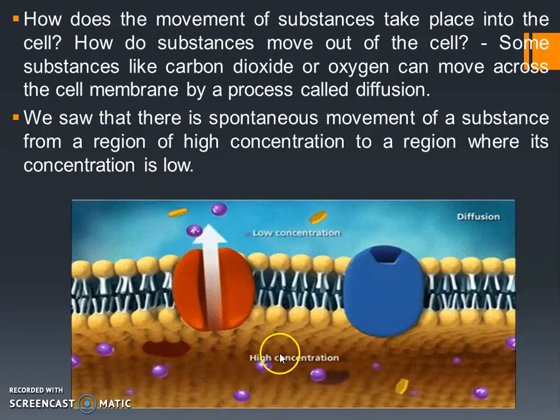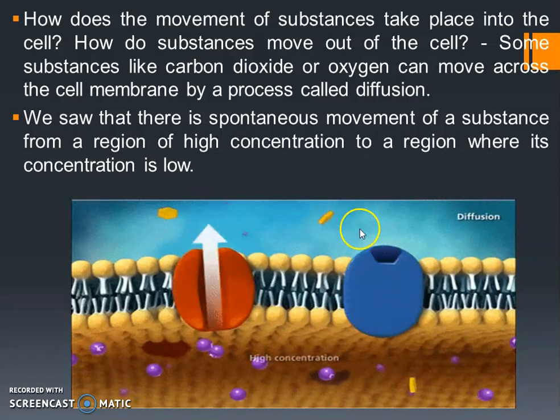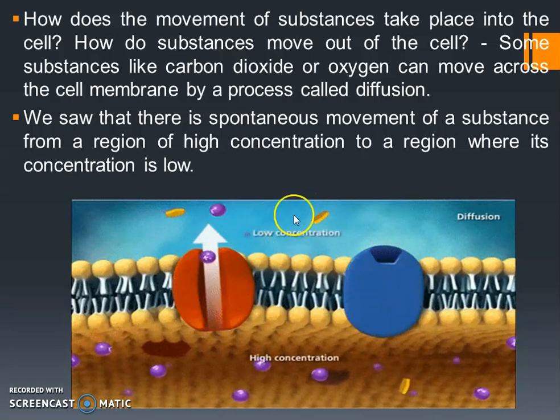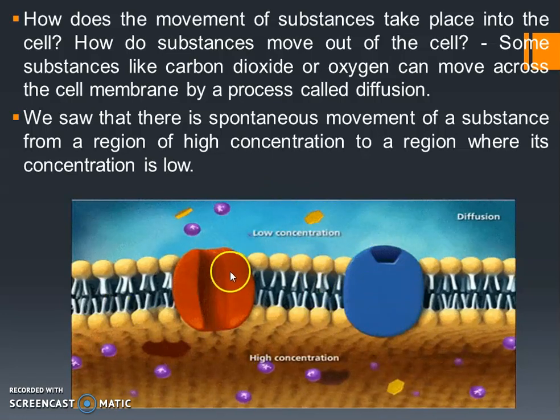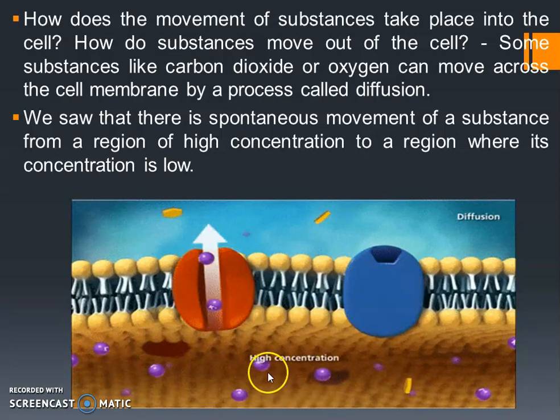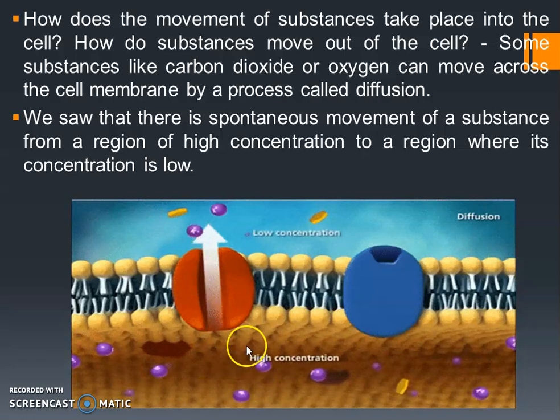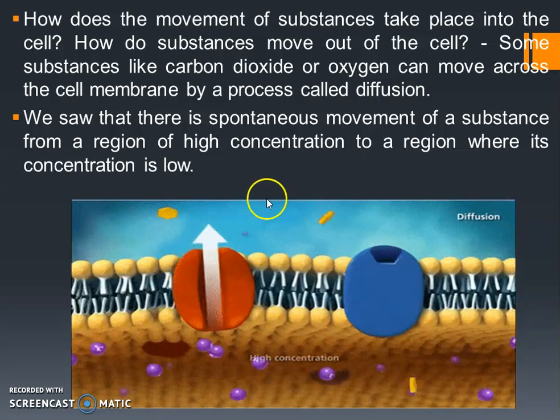So this side it has more amount of oxygen molecules, and this side it has only a lesser amount of oxygen molecules. So what will happen? From this higher concentration, high concentration എന്ന് പറഞ്ഞാൽ കൂടുതൽ അളവിലാണ് ആ സബ്സ്റ്റൻസ് ഉള്ളത്. So from that higher concentration it will move into the lower concentration.